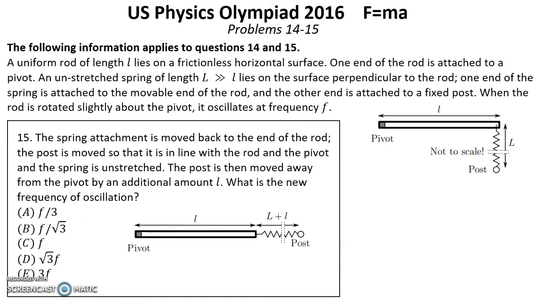Problem number 15. The spring attachment is moved back to the end of the rod. The post is moved so that it is in line with the rod and the pivot, and the spring is unstretched. The post is then moved away from the pivot by an additional amount L. What is the new frequency of oscillation?